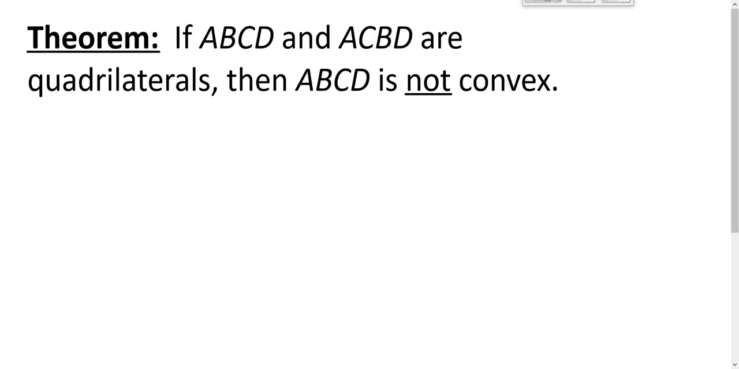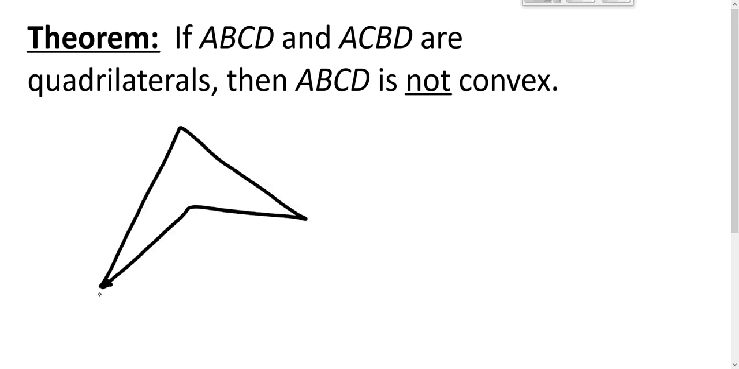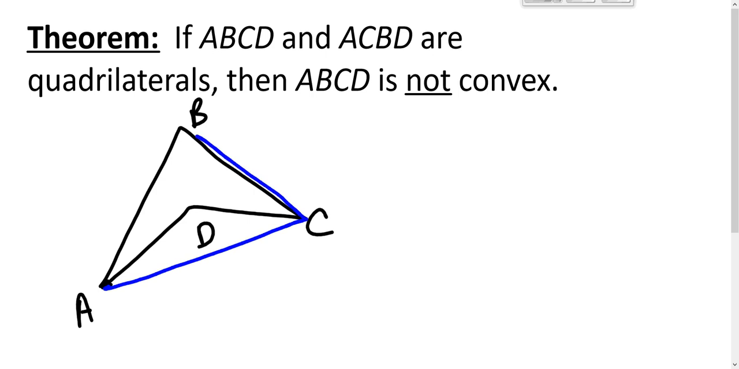And then there's this one: if ABCD and ACBD are quadrilaterals, then ABCD is not convex. So if it is possible for you to say, here's A, B, C, D, but here is also A, C, B, D, and that's a quadrilateral. If black and blue are both quadrilaterals, well, that quadrilateral you started with is not convex. And that can be proven.